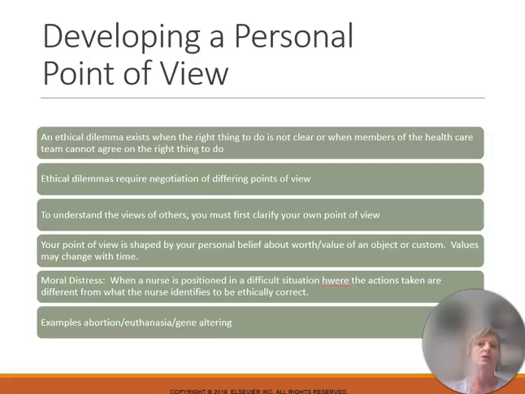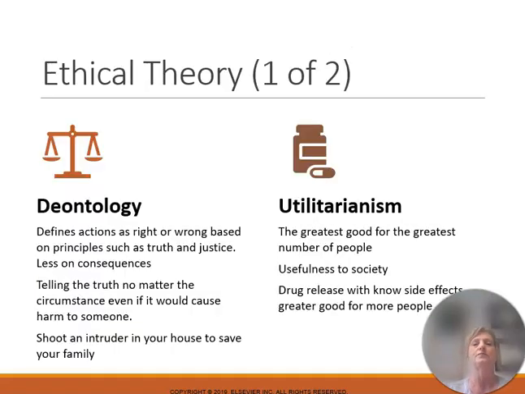So examples: abortion, euthanasia, gene altering, things like that are really things that we need to know in our hearts what is right and wrong, or what we feel is right and wrong, and have that in you, what you feel. So ethical theories, there are two that I kind of just want to discuss. There's more ethical theories in this. These are the two that we use the most.